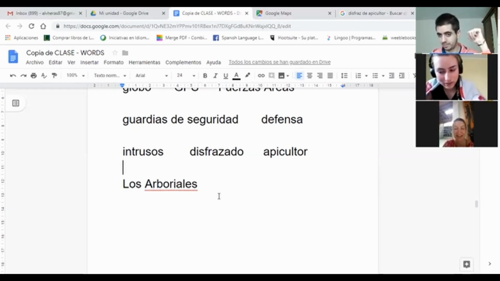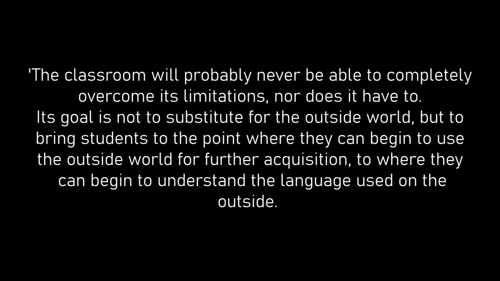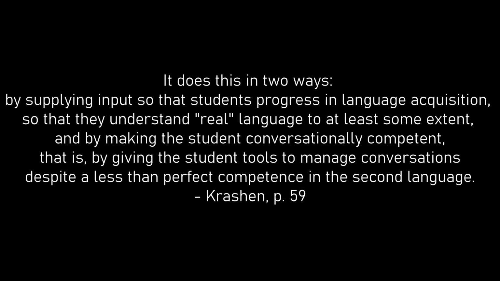The classroom will probably never be able to completely overcome its limitations. By which Krashen means the fact that there's always going to be much more input available in the real world than can ever be provided in a classroom setting. Nor does it have to. Its goal is not to substitute for the outside world, but to bring students to the point where they can begin to use the outside world for further acquisition, to where they can begin to understand the language used on the outside. It does this in two ways.